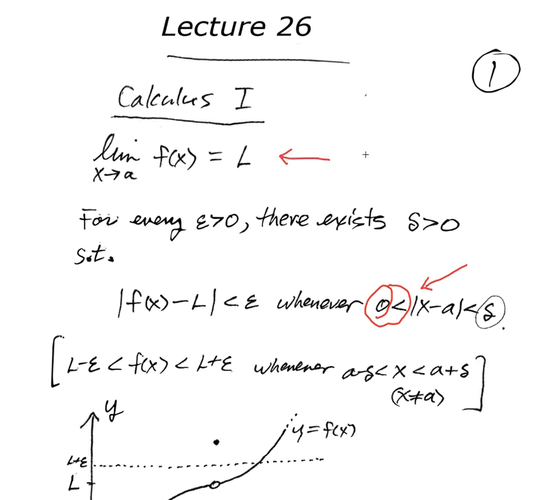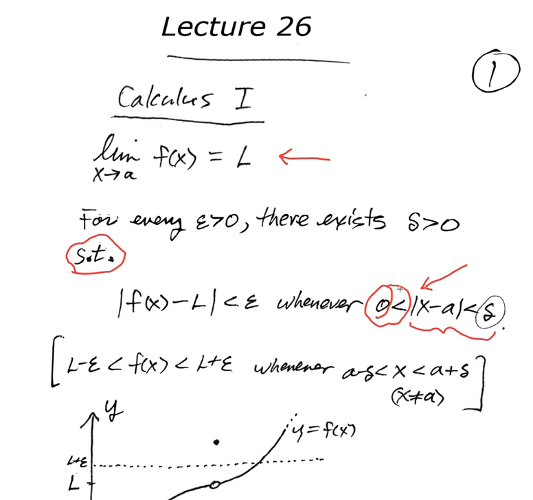Do you remember the formal definition, the so-called epsilon-delta definition? It said that for every epsilon greater than 0, there exists delta greater than 0, such that the absolute difference between the function and the limit is less than epsilon whenever we get sufficiently close to a. Sufficiently close is represented by this part. Technically, the absolute value of x minus a is less than delta.